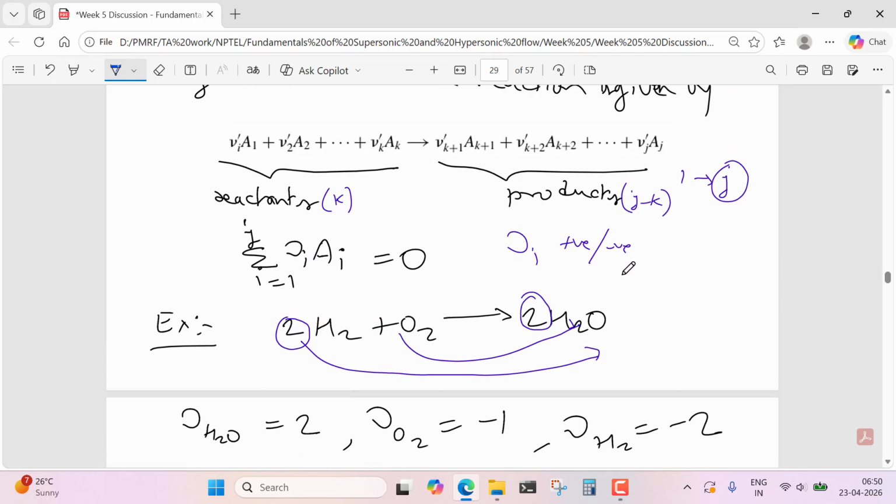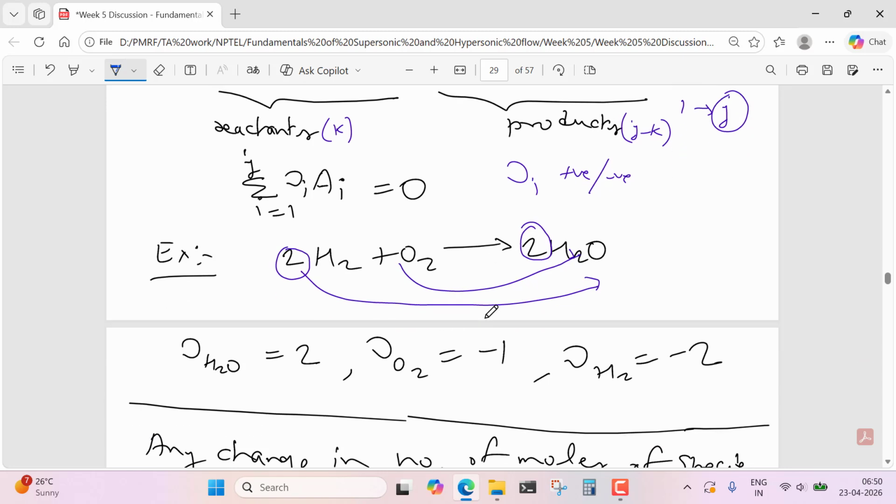So let's take an example. We have one reaction where H2 and O2 are making water, and it is formed by 2H2 plus O2, which will give 2H2O. So if we take this H2 and O2 to the right hand side, we get that for product it is positive, mu H2O equal to 2, and mu O2 equal to minus 1 and mu H2 equal to minus 2.